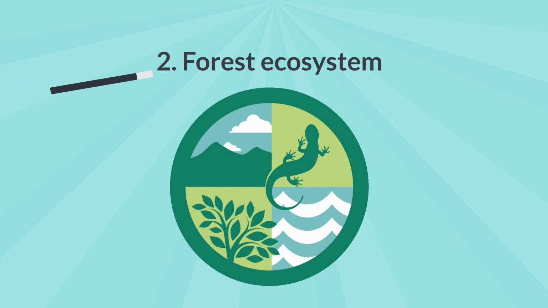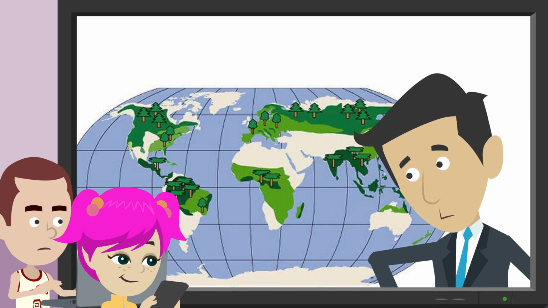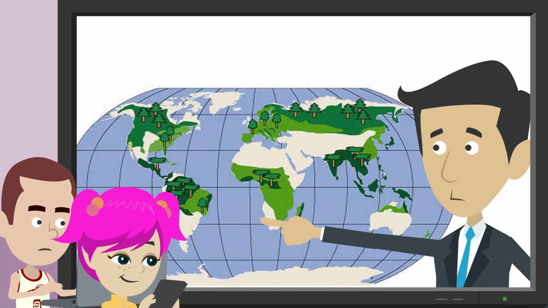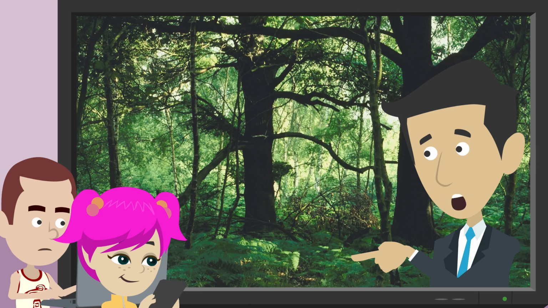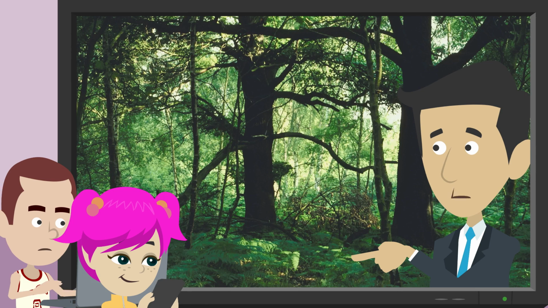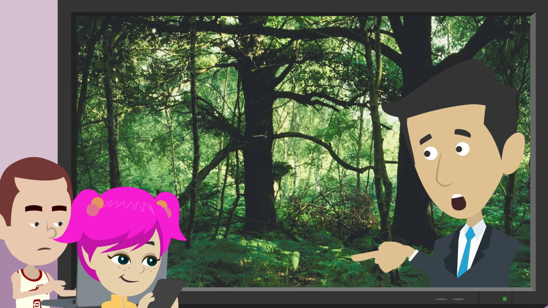Two, forest ecosystem. About one-third of the Earth's land is covered by forests. Forest ecosystems can be subdivided according to the types of trees they contain and the amount of precipitation they receive.